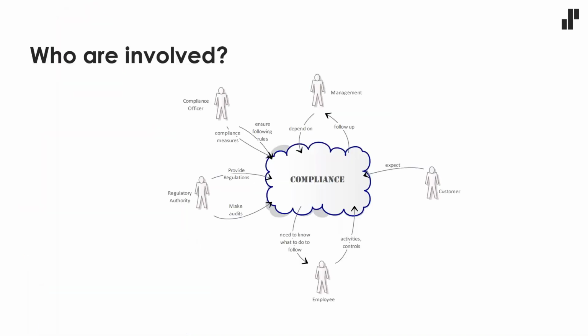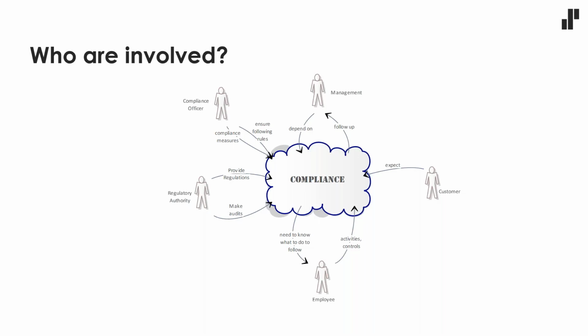So who's involved in this? Well, from the customer's perspective, they expect you to be compliant. And management wants their customers to trust them, and that's why they are dependent on being compliant. So management needs to follow up. They usually have a compliance officer who ensures that you follow the rules and measures the compliance. And then we have regulatory authorities that provide regulations and make audits.